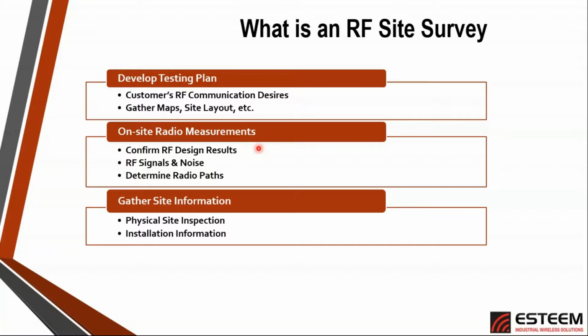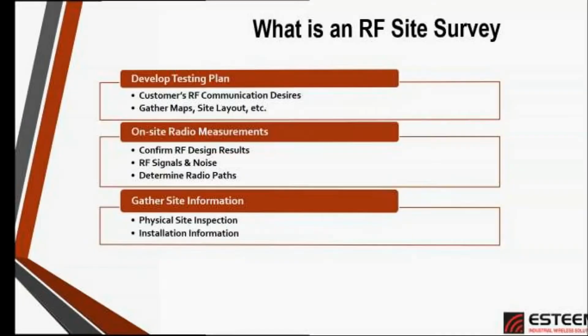These are the changes that we want to make to the system, so we know that to begin with. We want to confirm the results that we got during our RF design calculations. That's really the point of going out and taking those measurements. To do that, we go to the physical site to inspect what those sites look like, then take a look at the installation information, and then finally take the measurements on what happens in the system.